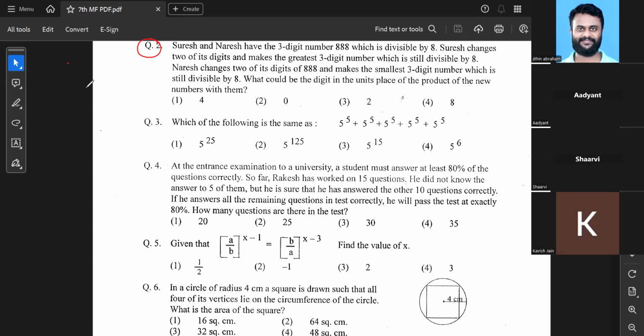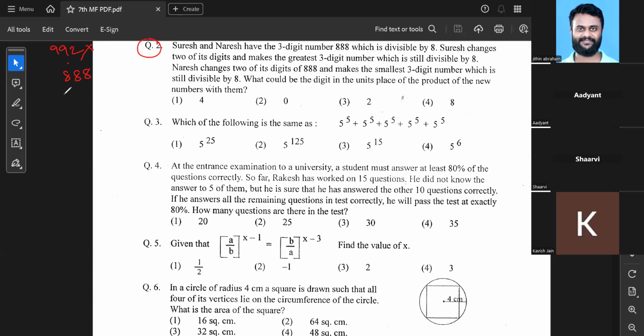Absolutely, my dear children. First of all, let me tell you one thing. Somebody said that 992 is the greatest number. Yes, you're absolutely correct, 992 is the greatest number. But in this case, they have already said that Suresh has changed only two digits. So initially, three digits were 8. Now, two of them will not be 8, but one digit should be 8. So 992 will not be your answer because it should have one digit as 8 only.